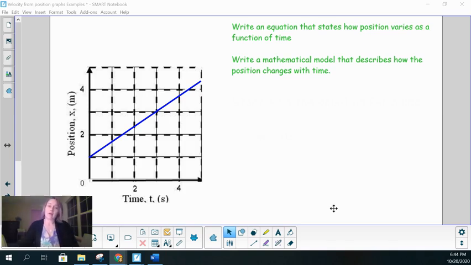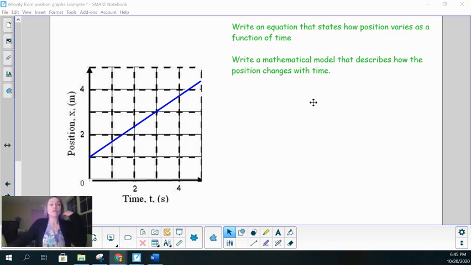Given a position graph and asked to write an equation from that position graph. Questions that represent this idea are: write an equation that states how position varies as a function of time, or write a mathematical model that describes how the position changes with time. Essentially, you have a position graph that's linear, and we want to write an equation that tells the reader how the position changes with time and can actually be used to predict the position at any time.